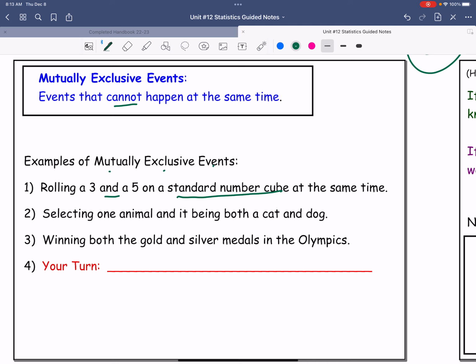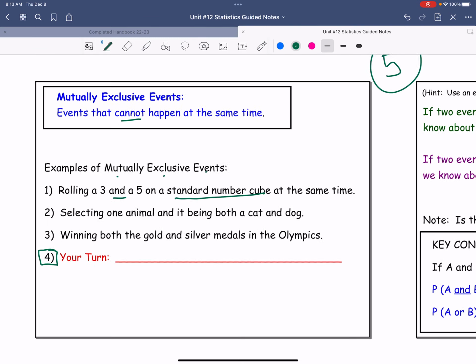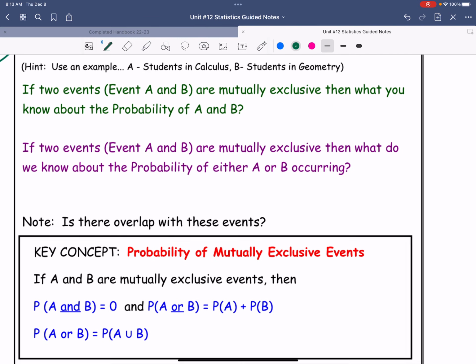Selecting one animal and it being both a cat and a dog. Winning both the gold and silver medals in the Olympics at the same time. I know that you could win them in different events, but if we're talking about the same event, that might be a little challenging. So you can think up some more on your own. Mutually exclusive, not going to happen at the same time.